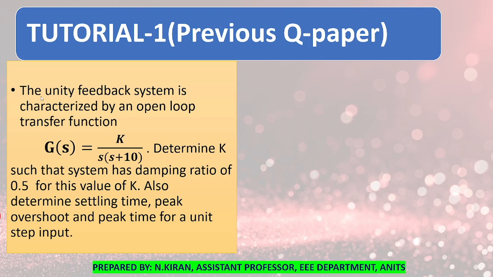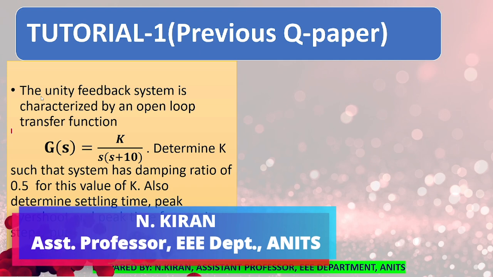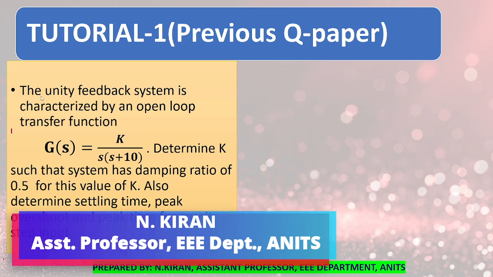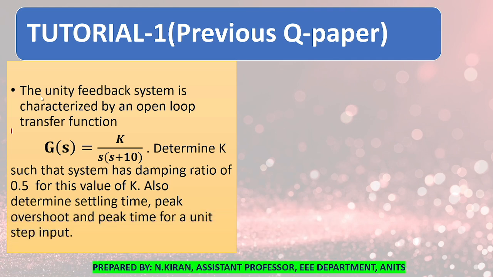The first tutorial: the unity feedback system is characterized by the transfer function G(s) = K / (s(s+10)). Determine K such that the system has damping ratio of 0.5. For this value of K, also determine settling time, peak overshoot and peak time for unit step input.